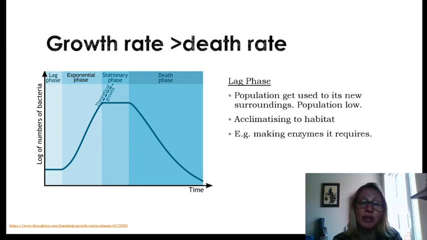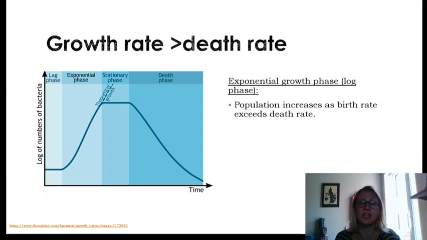So with the lag phase, you get a little bit of growth. The growth rate, the reproductive rate, is greater than the death rate, but actually the population doesn't go up that much. And this is what happens at the very start, when a population is starting to get used to its surroundings, acclimatizing to its habitat, and there might be things like making the right enzymes to be able to metabolize the substrate, the food that's available to them.